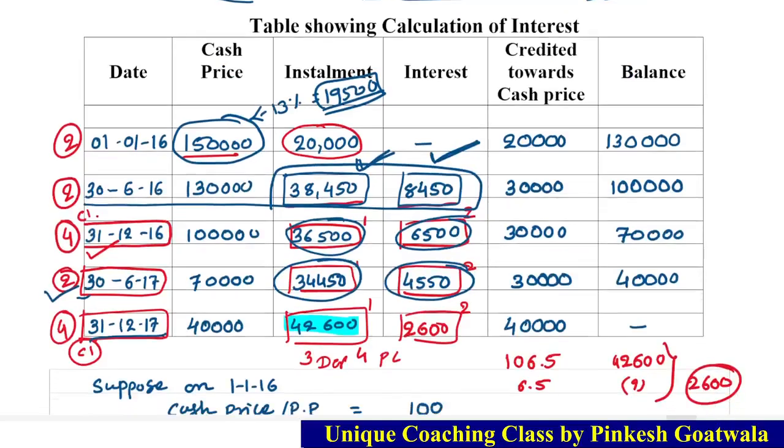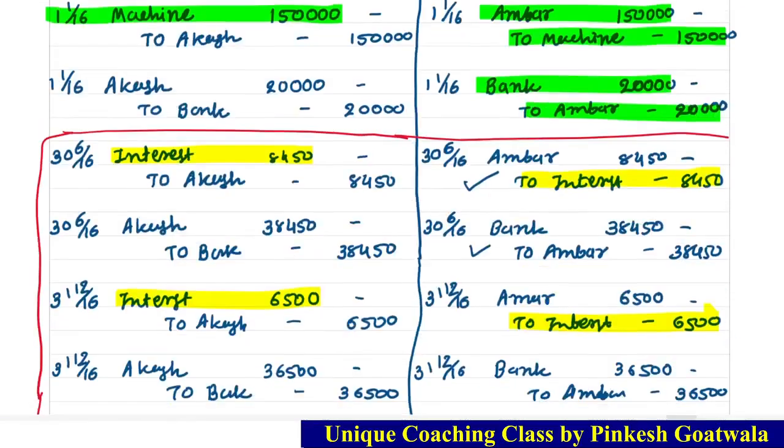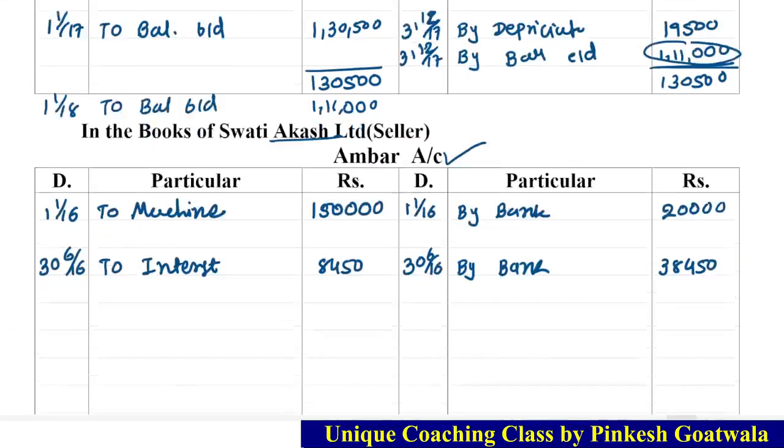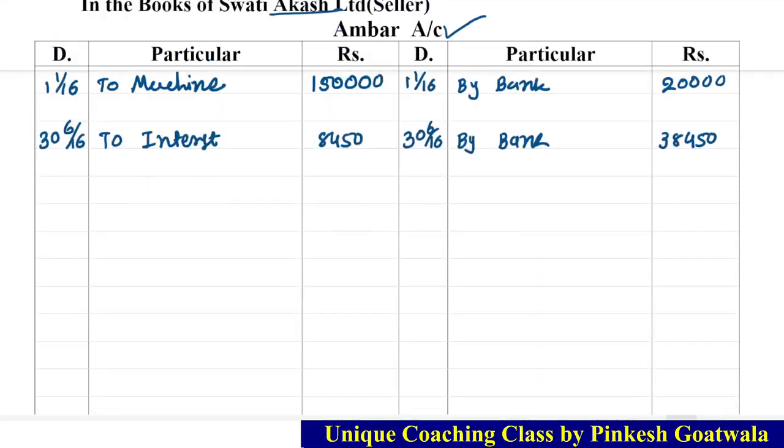Next journal, what we have to write? We have to write the journal for 31st December 16. Here also we have to write the journal about the installment and interest, 36,500 and 6,500. The same journal will come again: Amber to interest and bank to Amber. Same journal at the end of the year.